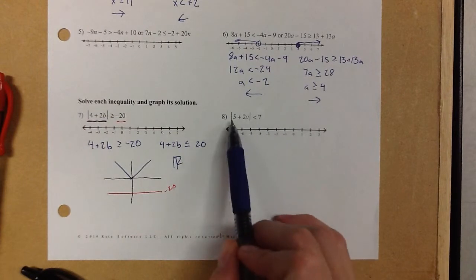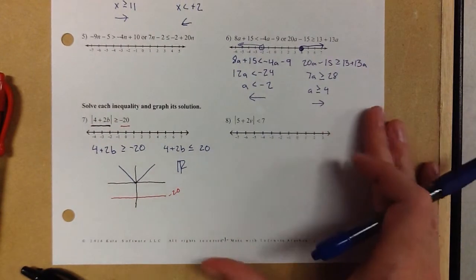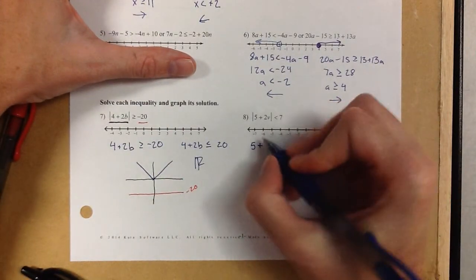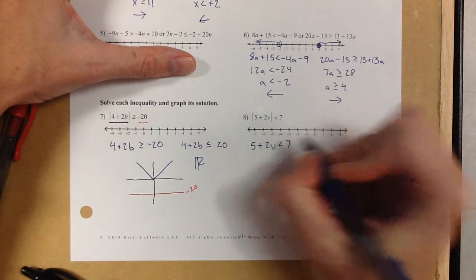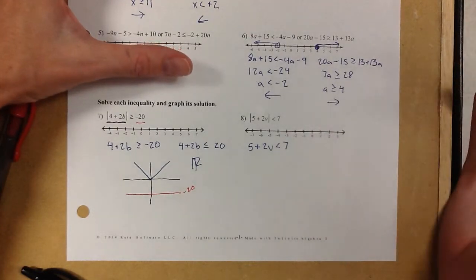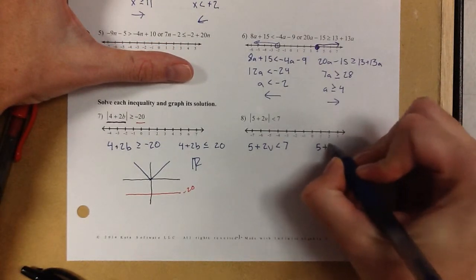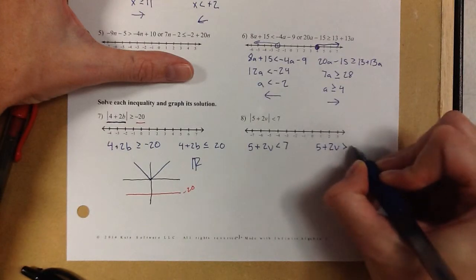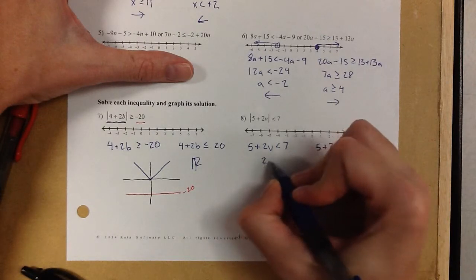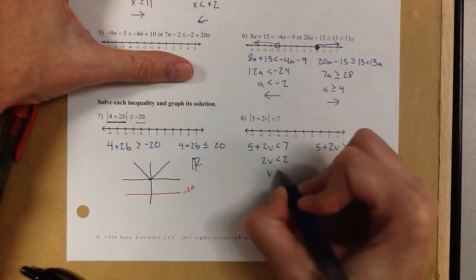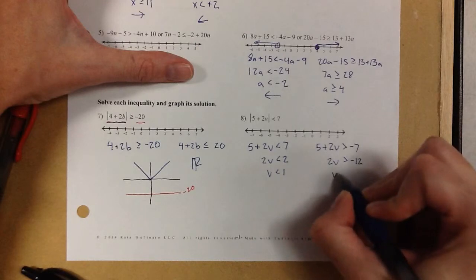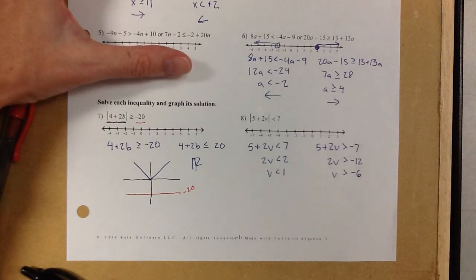Okay. So number 8 here. Absolute value is by itself. So we're going to write it just how it looks but without the bars. So 5 plus 2v is less than 7. Then we're going to flip the inequality and make the other thing negative. So 5 plus 2v greater than negative 7. Okay, solve for v. 2v less than 2, v less than 1. 2v greater than negative 12, v greater than negative 6.